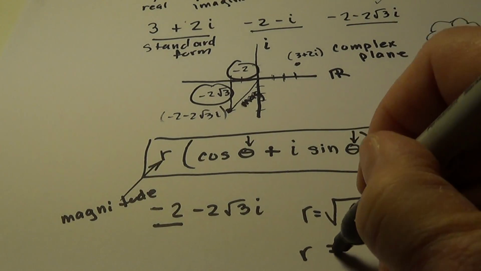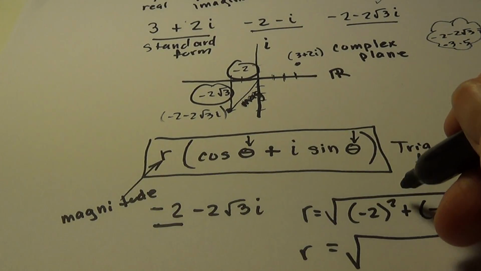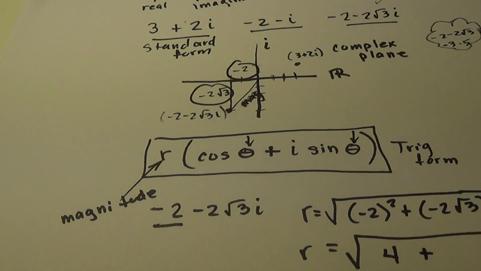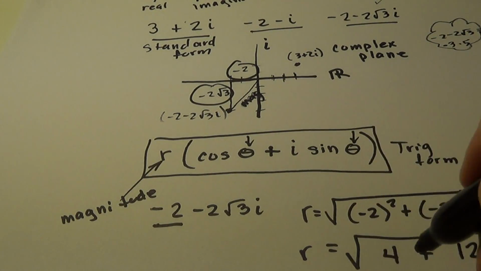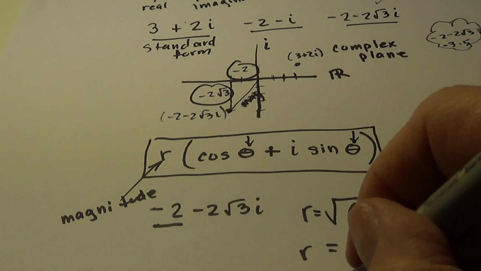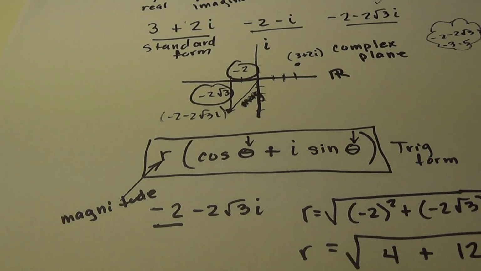Alright, let's work that out. Minus 2 times itself is 4. Negative 2 square roots of 3 times negative 2 square roots of 3 gives us positive 2 times 2, which is 4, and then we have square root of 3 times square root of 3, which is 3. 3 times 4 gives us 12. So we have R equals the square root of 16, and it comes out in this case to 4.